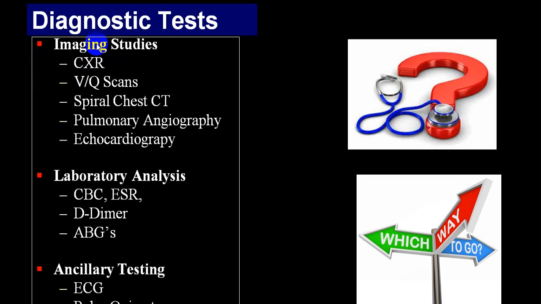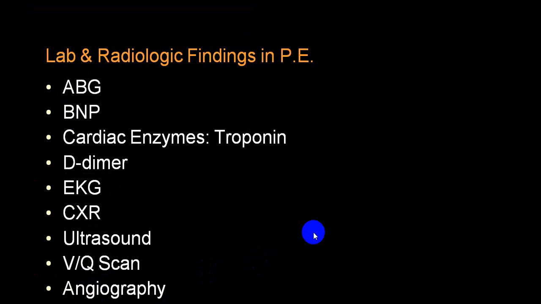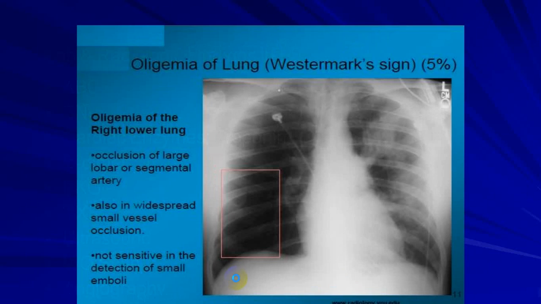Chest X-ray, these are all for pulmonary embolism. VQ scan, spiral CT scan, pulmonary angiography with MRI or with CT, echocardiography. As far as laboratory, D-dimer, ABG study; CBC and ESR do not give you much idea. Ancillary tests like ECG may be helpful, pulse oximetry may be helpful. So this is that big list which you can go for in pulmonary embolism: ABG, BNP, troponin, D-dimer, EKG, chest X-ray, ultrasound, VQ, and CT pulmonary angio or MRI pulmonary angio, etc.